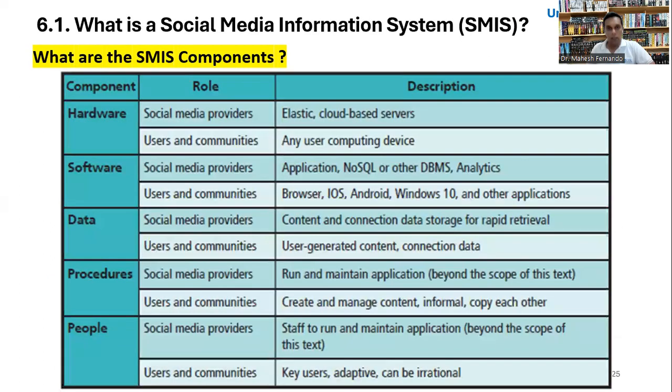In the last discussion, we should have discussed these components as well. These are the components of any information system, which are common to social media information systems as well. We can have hardware, software, data, procedures, and people. You can see the social media providers, users, and communities described in this diagram, which you have discussed in detail in the previous video.